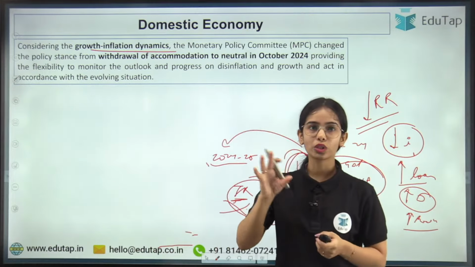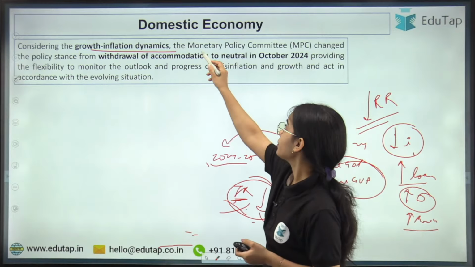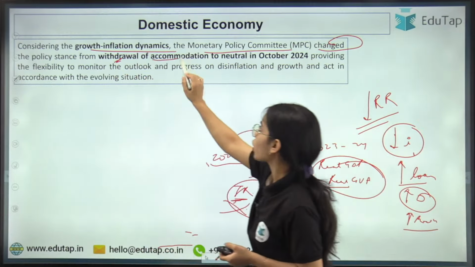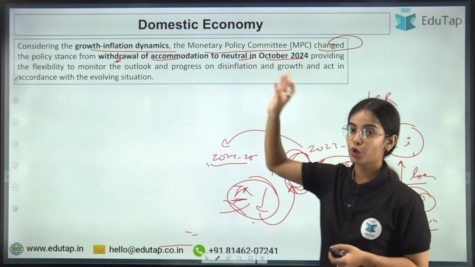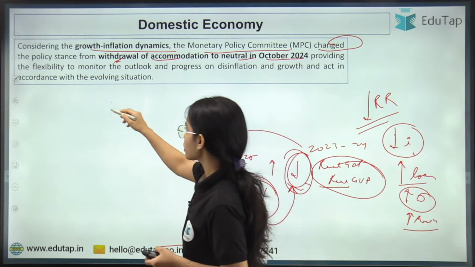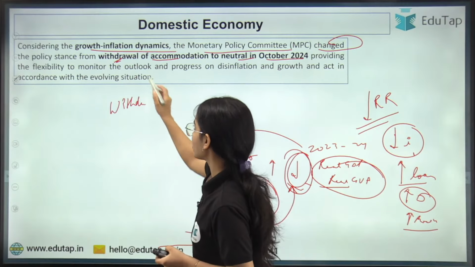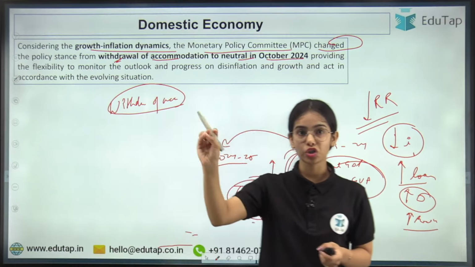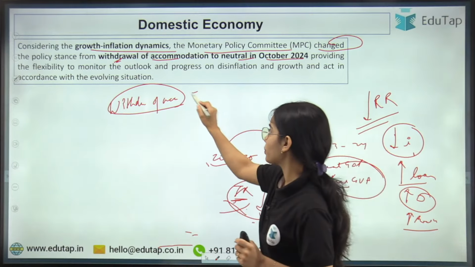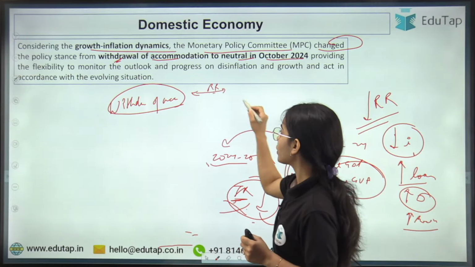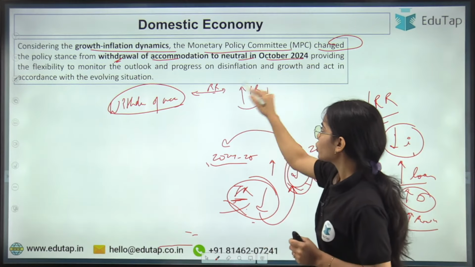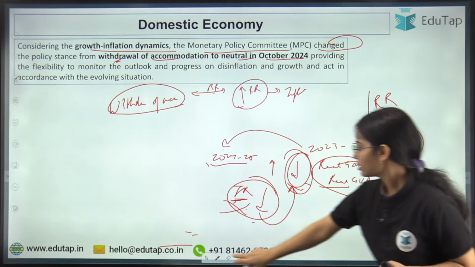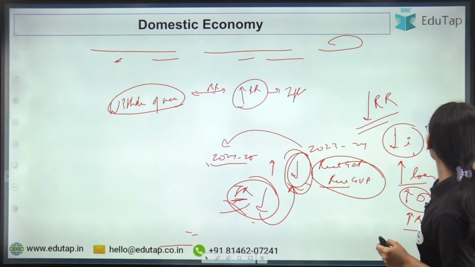Considering the growth inflation dynamics, the Monetary Policy Committee changed the policy stance from withdrawal of accommodation to neutral in October 2024. So first of all, before that there was withdrawal of accommodation. Withdrawal of accommodation means that in the future, either we are going to keep the repo rate constant, or we are going to increase the repo rate to control inflation in the country. So this is the idea of withdrawal of accommodation.